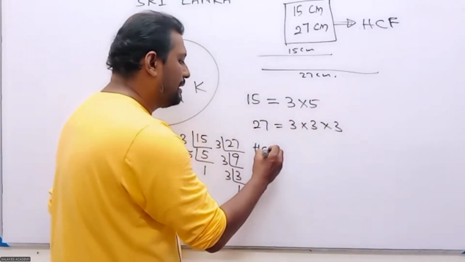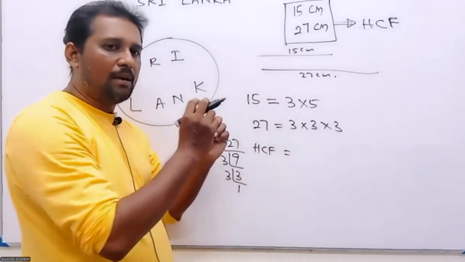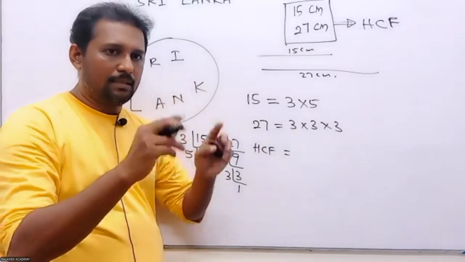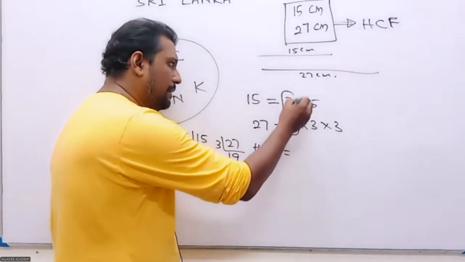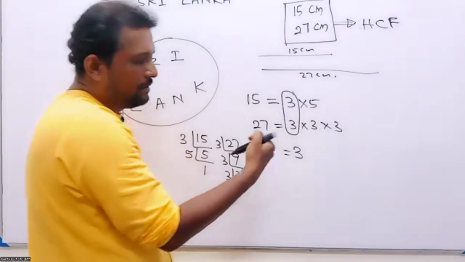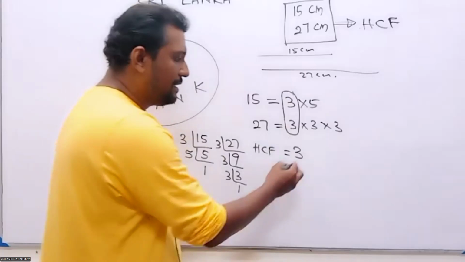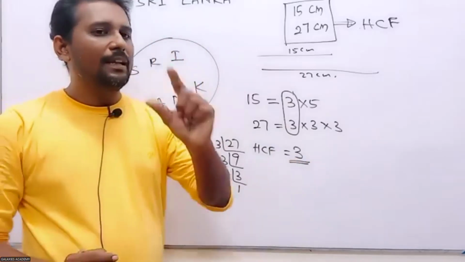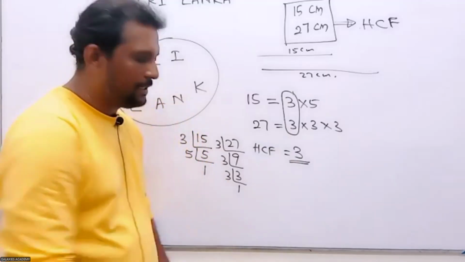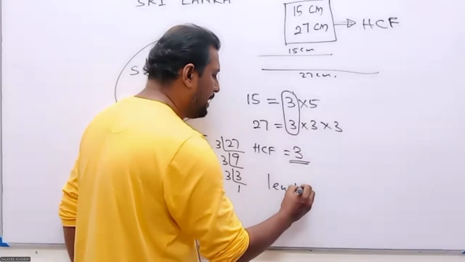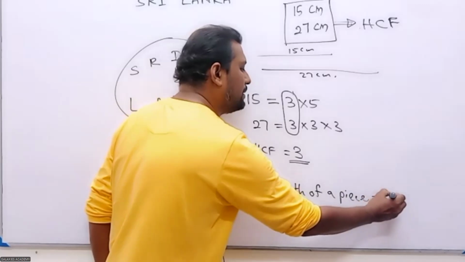Now we can find the HCF. HCF, do you remember finding method? You have to encircle the same values, no? Same sets you have to encircle, right? 3 is common value. Then there are no other values are common for these two products. So what is the HCF? 3. So what is the length of one piece? It should be 3 centimeters, right? Length of a piece equal 3 centimeters.